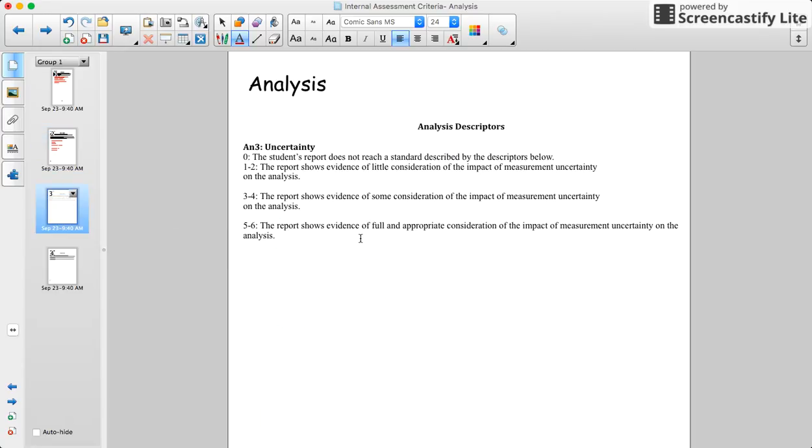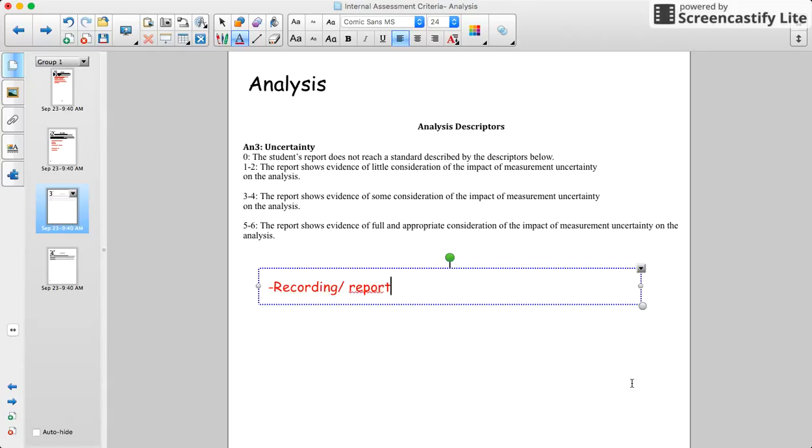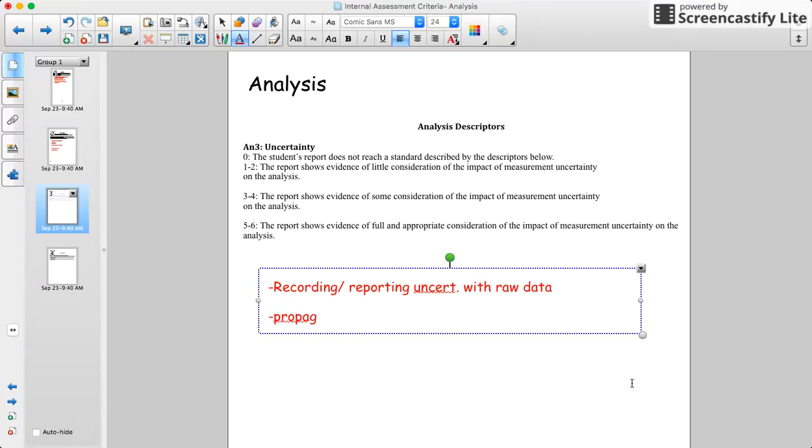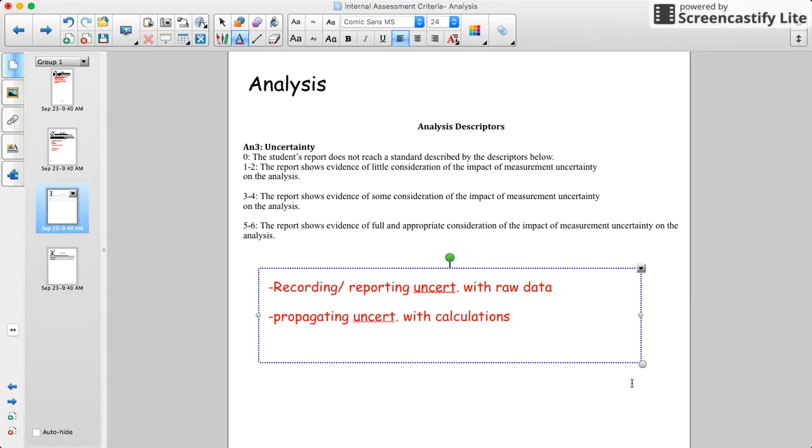Uncertainty. The report shows evidence of full and appropriate consideration of the impact of measurement uncertainty on the analysis. So this means that you're recording and reporting uncertainty with your raw data, and you are propagating uncertainty with your calculations. If you're calculating an average, then you're determining an uncertainty on your average values. Usually it's that sort of half the range.